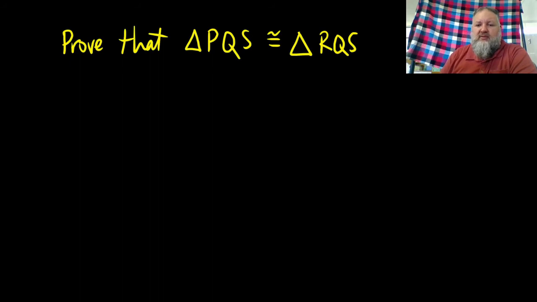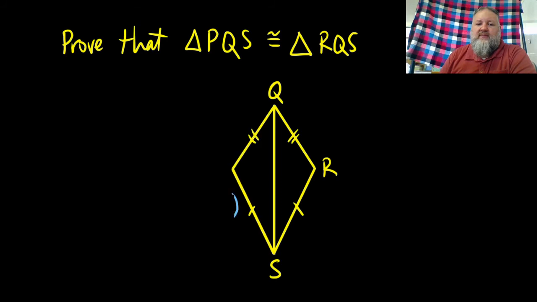So we have a shape here. I haven't set this up so that we can see the shape, so let me just quickly, in a rough and dirty way, see if I can show you the picture without giving it away. Okay, here it is, as good as I can get. That's my shape, and I'm trying to prove that triangle PQS, this one over here, is congruent to triangle RQS.